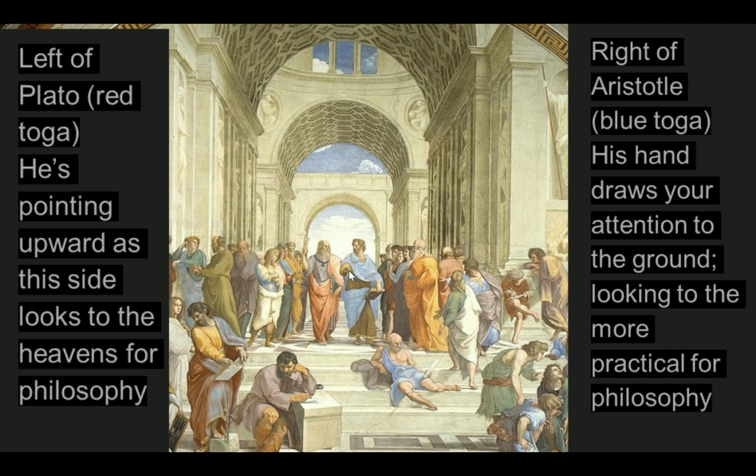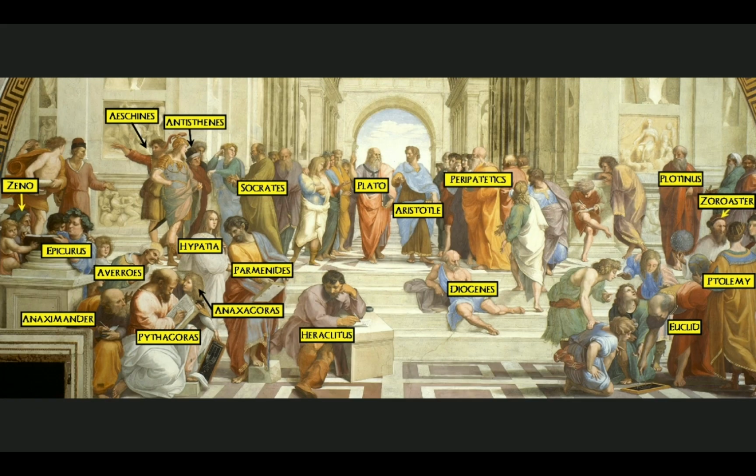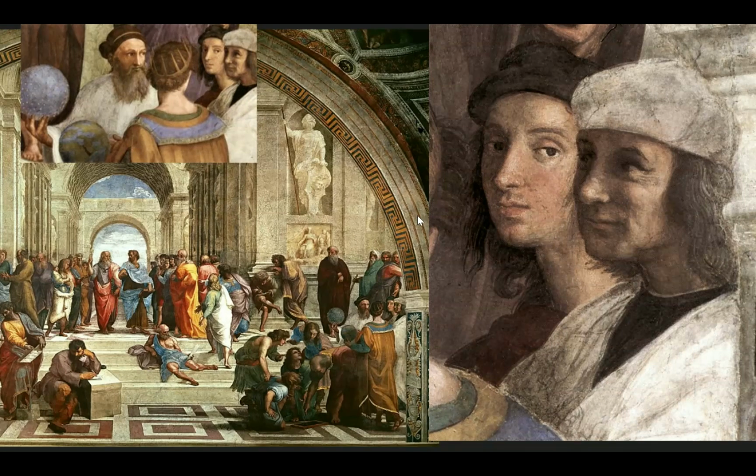And his hands draw your attention to the ground. And so he's looking more for the practical aspect of nature and observation, etc. And so the figures over on his side are more along the lines of his philosophy. Some of our classical events. So we have many of these major thinkers in history. These ancient philosophers, our School of Athens. You don't need to know those names.